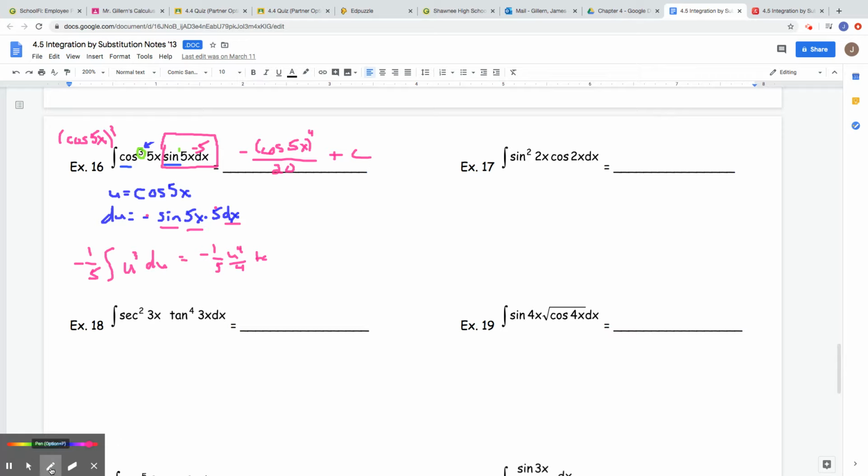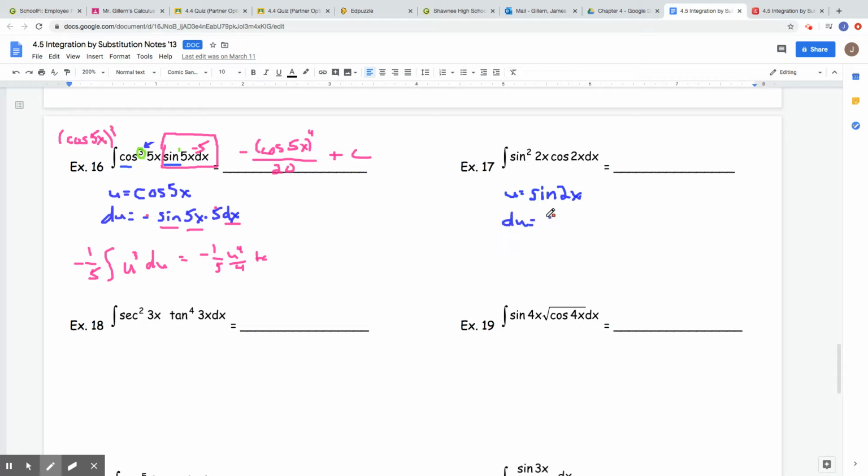All right. Now let's look at number 17. Once again, we have sine, we have cosine, two trig functions. They have different powers. Sine has 2, cosine has an exponent of 1. So what is going to be my u? Well, we're going to pick the one that has the higher exponent, which is 2. So it's not just going to be 2x. We include the trig function. It's sine of 2x.